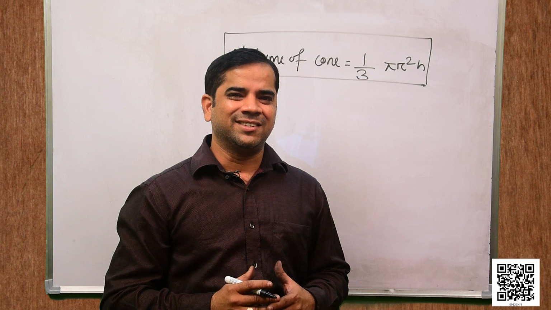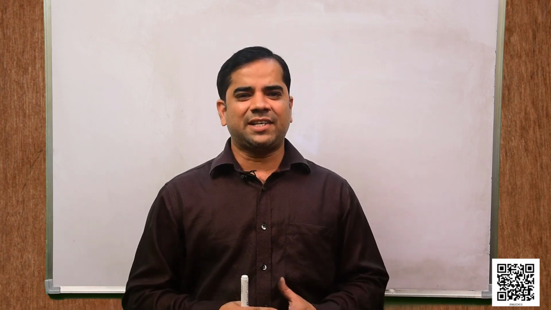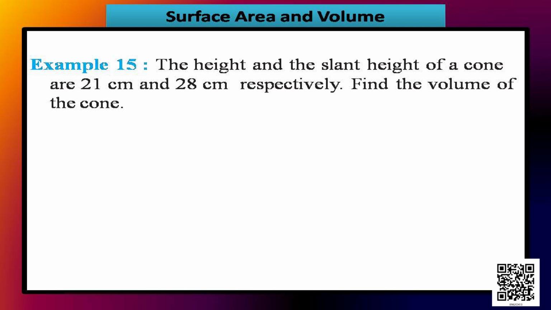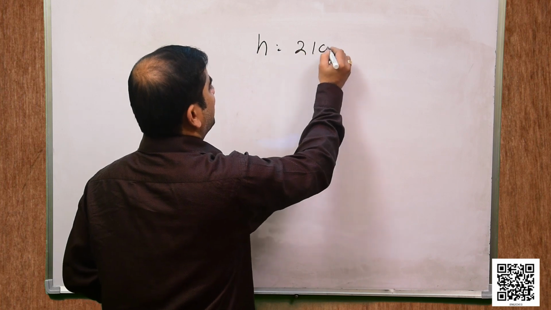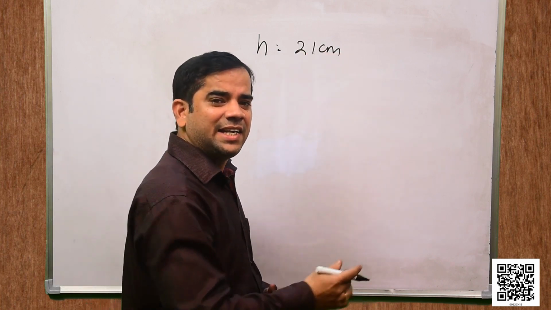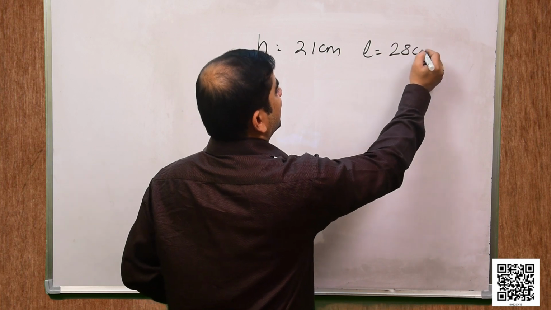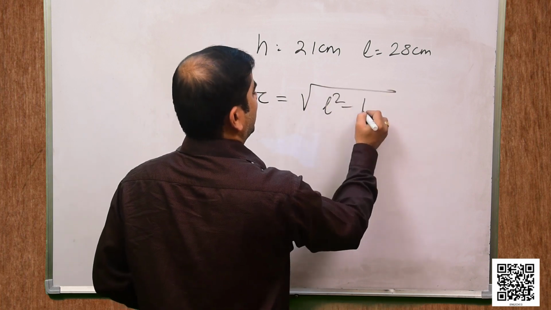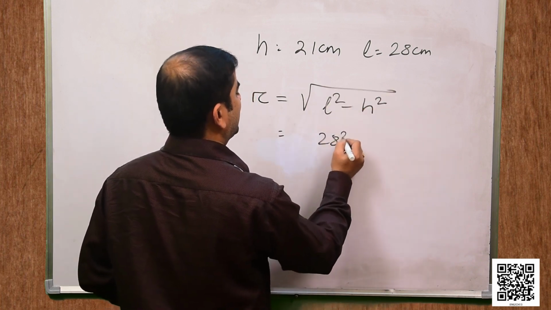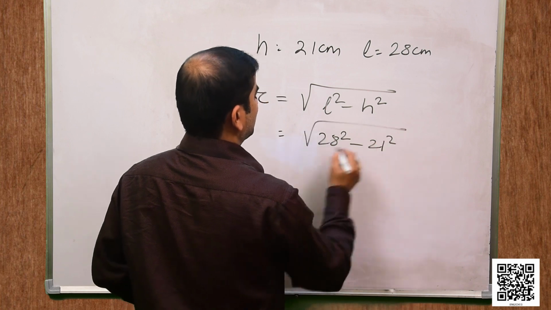Hope you understand this. Students, let us now discuss example 15. The height and the slant height of a cone are 21 centimeter and 28 centimeter respectively. Find the volume of the cone. Let us now discuss the solution. As per the given data, the height is 21 centimeter and the slant height is 28 centimeter. So, we know that r is equal to square root of l square minus h square, that is square root of 28 square minus 21 square.